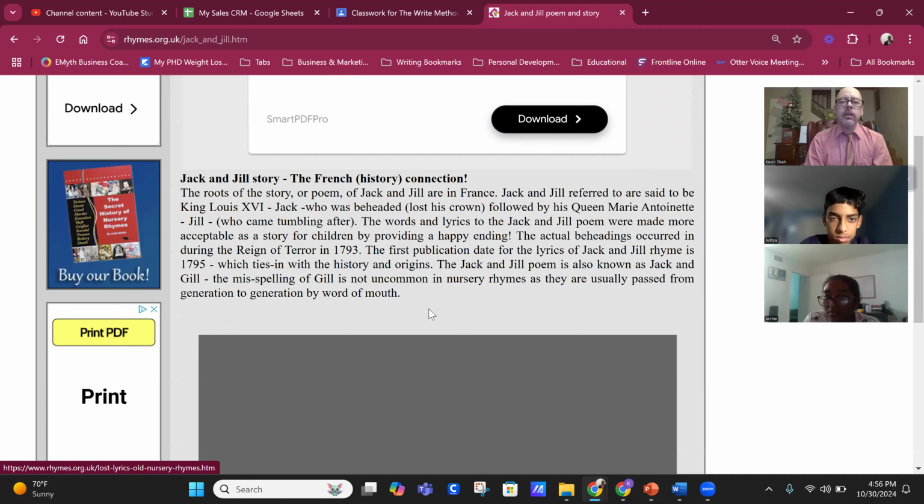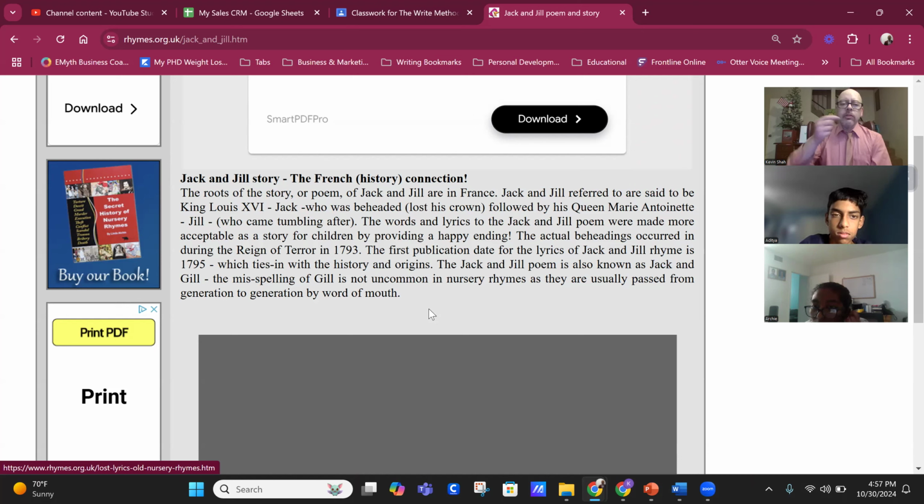The words and lyrics to the Jack and Jill poem were made more acceptable as a story for children by providing a happy ending. So that's interesting as well. The actual beheadings occurred during the Reign of Terror in 1793. The first publication date for the lyrics of the Jack and Jill rhyme is 1795.